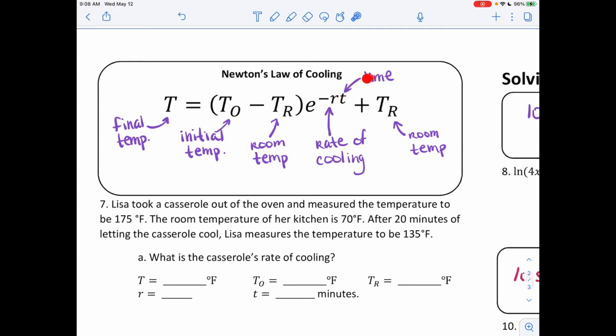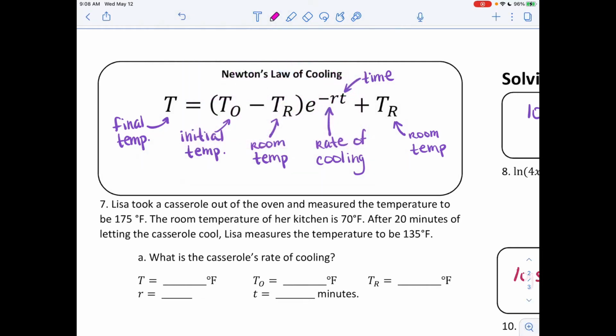T is the time that we let it cool, and then room temperature shows up one more time at the tail end. So let's take a look at an example and identify all the things that we know so that we can solve for what we don't know.